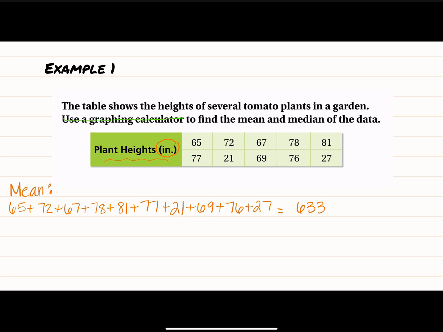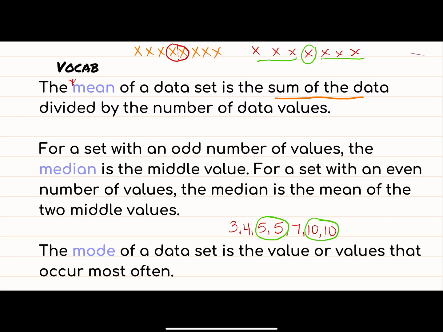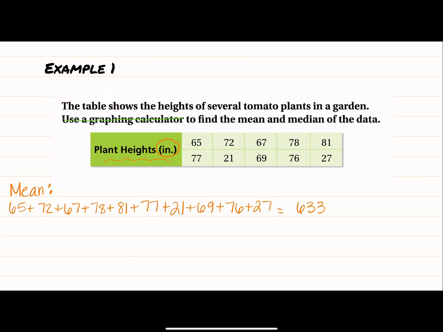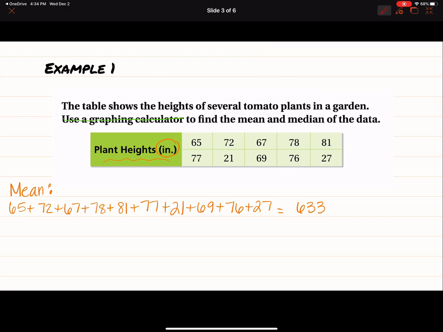And then the definition of the mean said the sum of the data, which is what we just did, divided by the number of data values. So now I have to divide all of this by how many there are, and there are 10: 1, 2, 3, 4, 5, 6, 7, 8, 9, 10. So I'm dividing this by 10. 633 divided by 10 would be 63.3. So my mean is 63.3. Another word for mean is average. Out of all these data combined, the mean is my average.